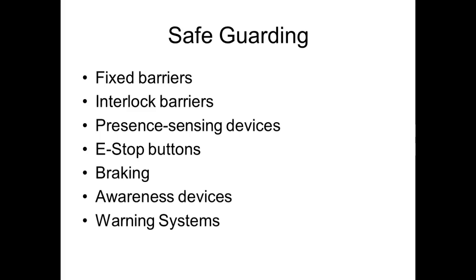So that means if the robot's in automatic mode, if I go over there and open up that door, what's the robot going to do? It's going to stop. Everybody understand that? Presence sensing devices. So sometimes we can't put the robot in a fixed barrier. We can't put it in an interlock barrier. So we have all these types of sensing devices that indicate when somebody starts approaching that robot.